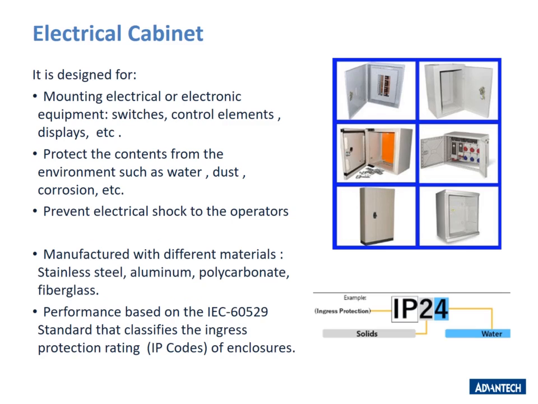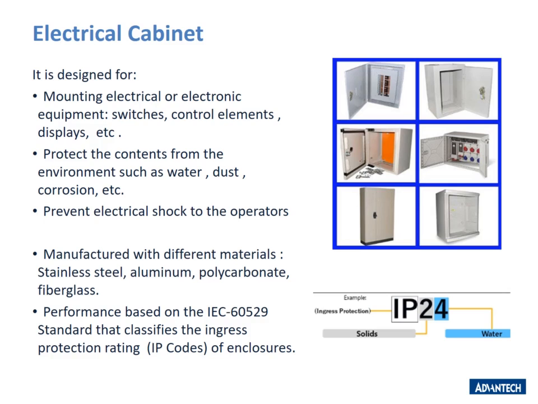The electrical cabinet. It has the function of support for mounting electrical or electronic equipment such as switches, measurement elements, displays, etc. Protect the contents from the environment such as water, dust, corrosion, etc. Prevent electrical shock to the operators during their work. The electrical cabinets are manufactured with different materials: stainless steel, aluminum, polycarbonate, fiberglass.